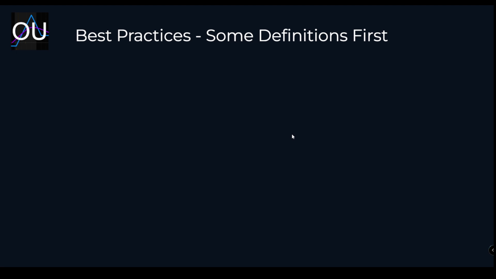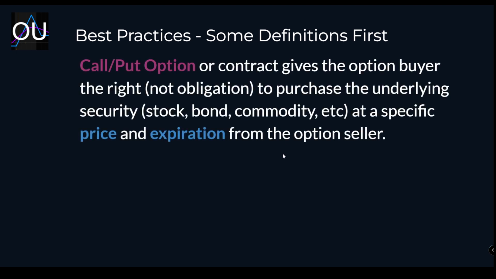So, some definitions first. A call or put option contract gives the option buyer the right, not the obligation, to purchase the underlying security, a stock, bond, or commodity. Today we'll focus on stocks, at a specific price and expiration from the option seller. There are always two parties. There's a buyer, and in this case we're covering buying calls and puts, and then there's the seller, the entity or person that's going to sell you the option contract.